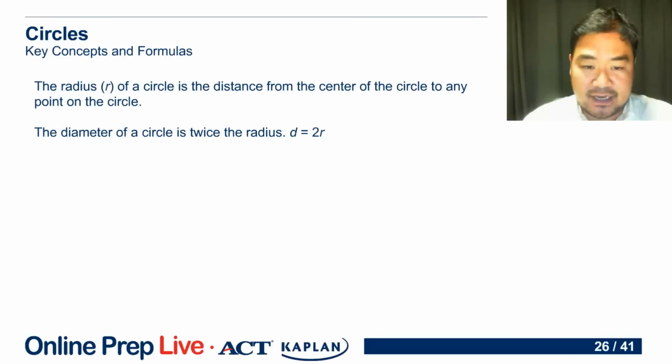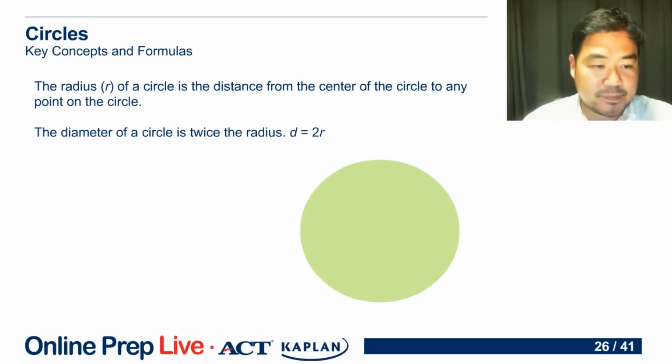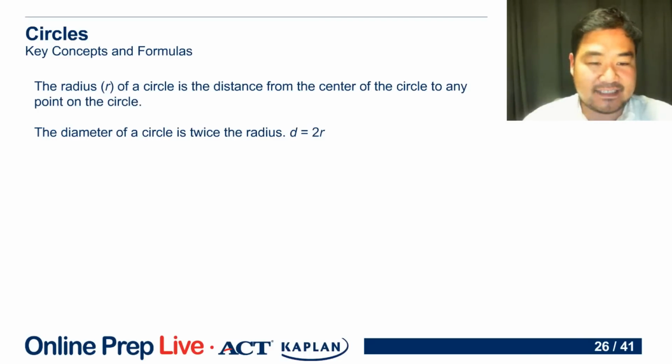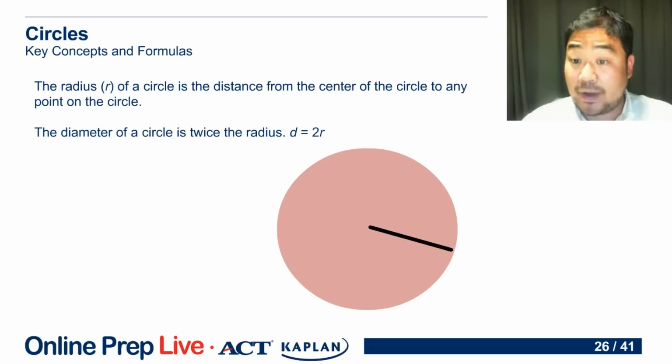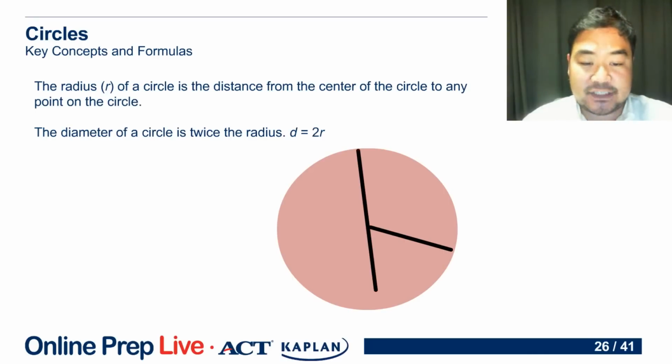So for instance, here's a quick example of a circle. Actually, let's make that a slightly darker color so you can see it a little better. There we go. If you see that circle there, the radius is going to be the distance from the center of the circle to any point on the circle itself. So for instance, this is a radius. The diameter is twice the radius. The diameter is basically from one end of the circle through the center to the opposite end of the circle.